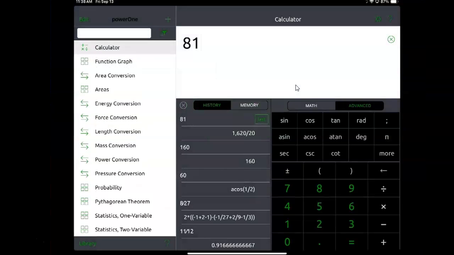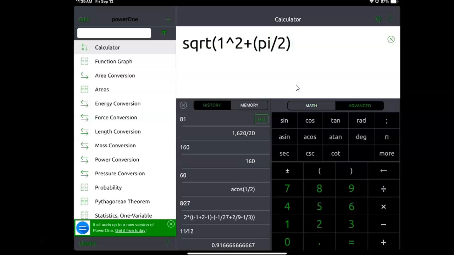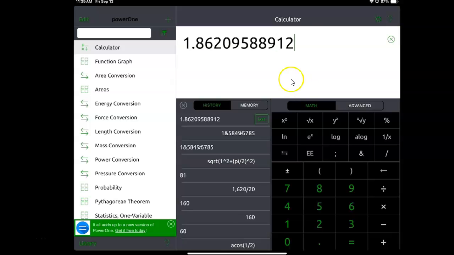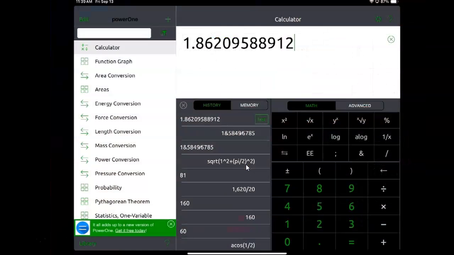So if you did that on a regular calculator, we could approximate it as the square root of 1 squared plus pi over 2 squared. And that would give me an answer of 1.86. Now I know that that's not right because this is not a straight line, it's a curve. But we could approximate it roughly as 1.86.